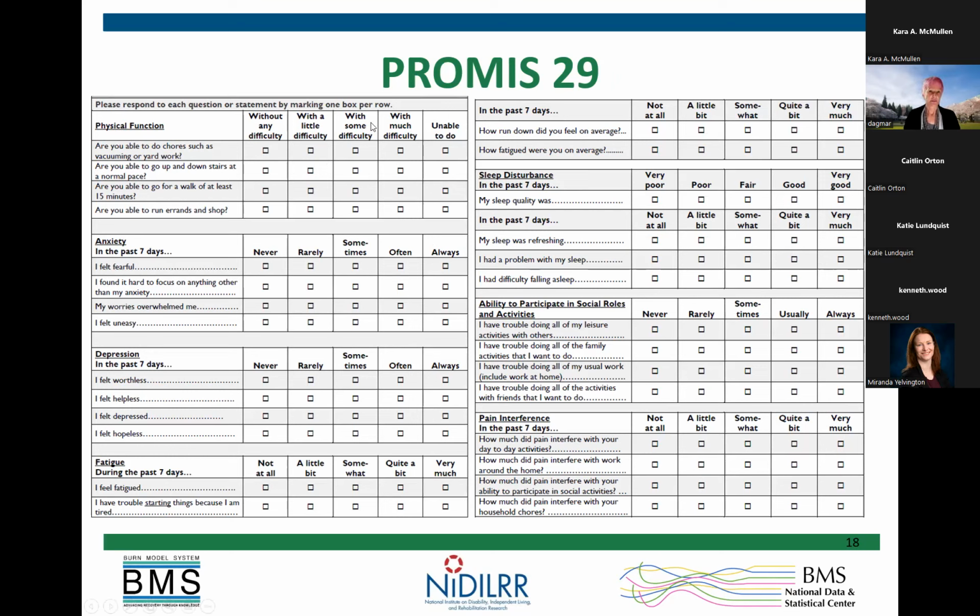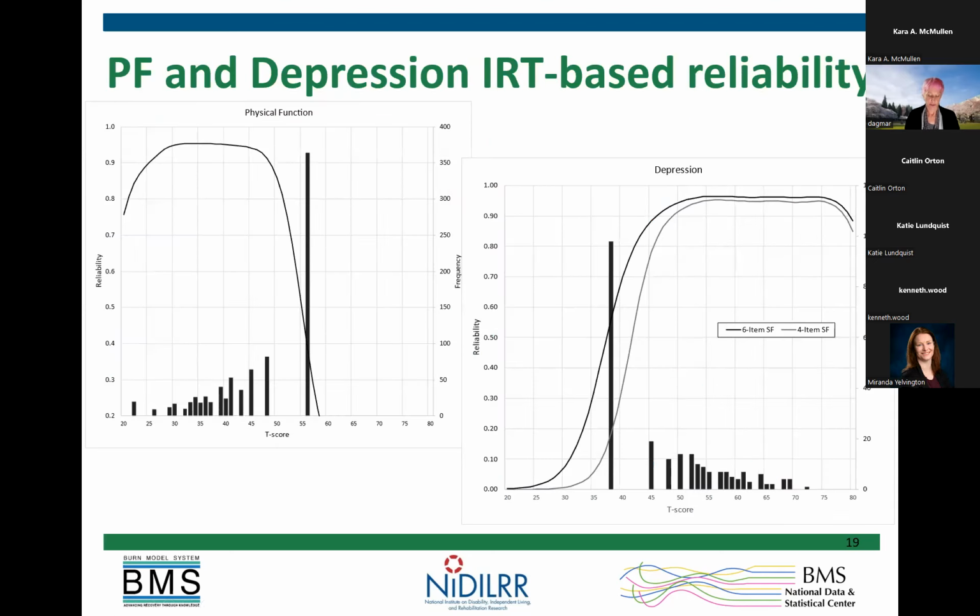Some of these have different time frames. Physical function has no time frame, so it indicates right now, are you able to do these things? And the response options go from without any difficulty to unable to do, while anxiety has a time frame of past 7 days and response options of never to always. So does depression and fatigue and most of the measures, as we discussed. So these are scores that we collect.